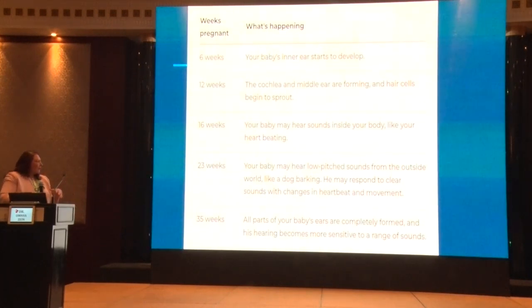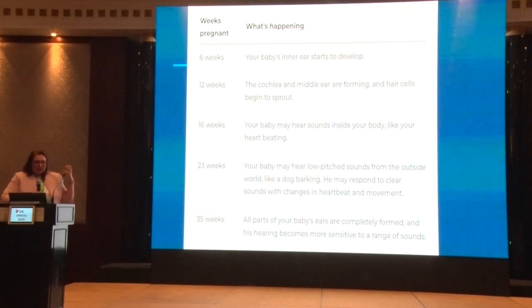Now I would also like to remind you about when the embryo can hear, and when each part of our hearing system starts to develop. At the 6th week of pregnancy, the inner ear starts to develop. The first organ in the hearing system to develop is the inner ear. On the 12th week, the cochlea and the middle ear are forming, and the hair cells inside the cochlea start to develop. At 16 weeks, the baby may hear sounds inside the uterus, like the heartbeat of his mother.